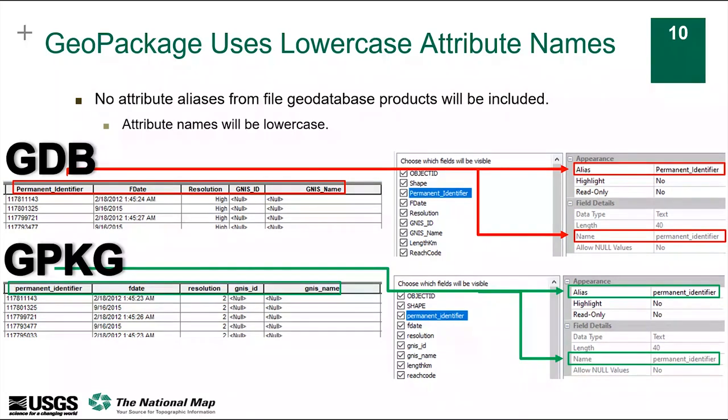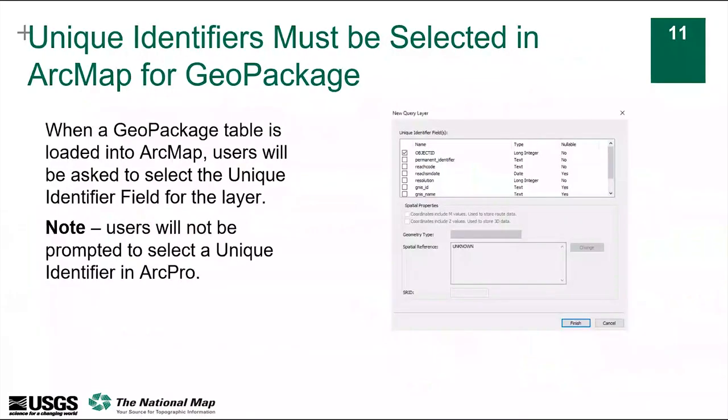Unique identifiers must be selected in ArcMap for GeoPackage. When GeoPackage table data is loaded into ArcMap, users will be prompted to select the unique identifier field for the data. Select Object ID and click Finish. Please note that users will not need to take this action in ArcPro. Next, we will see a video demonstration of what this looks like.